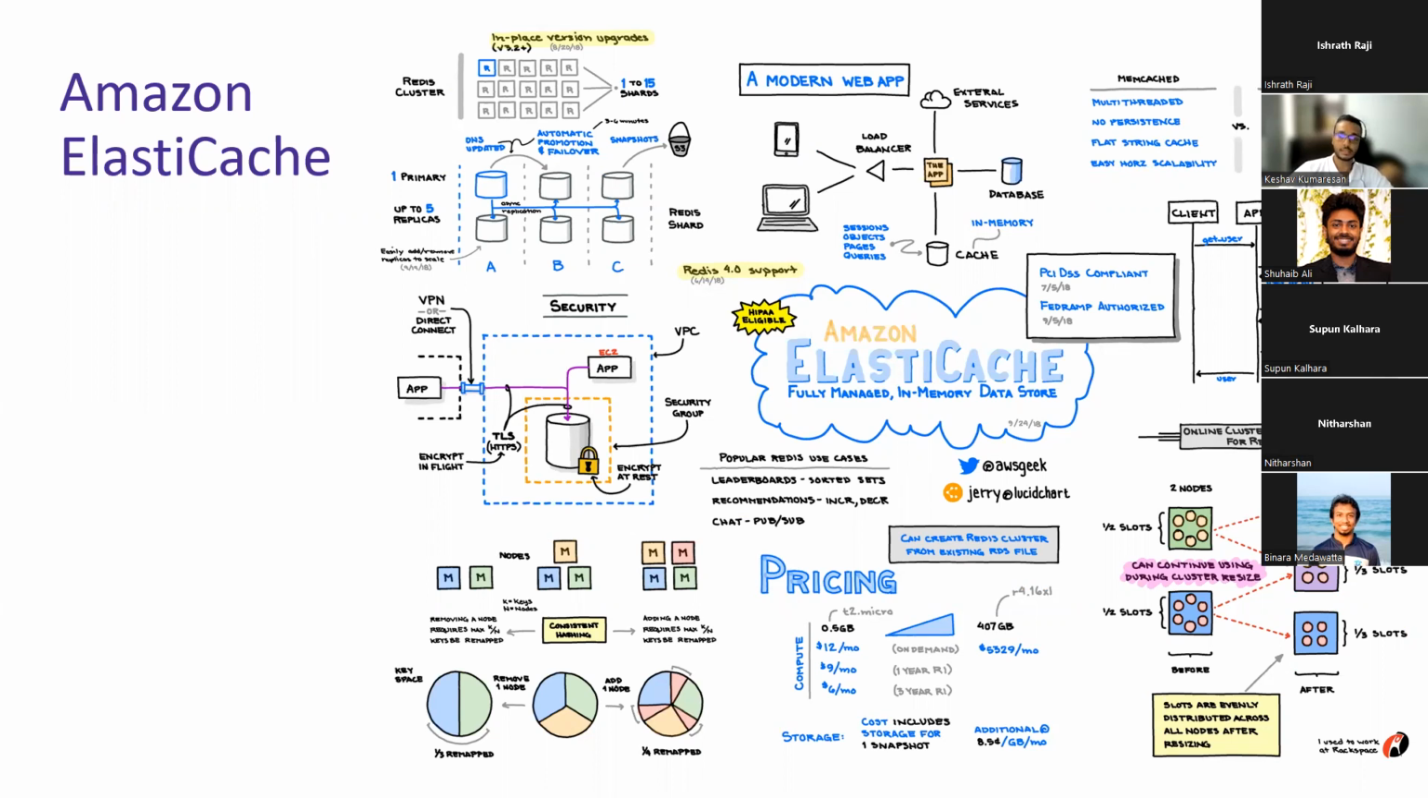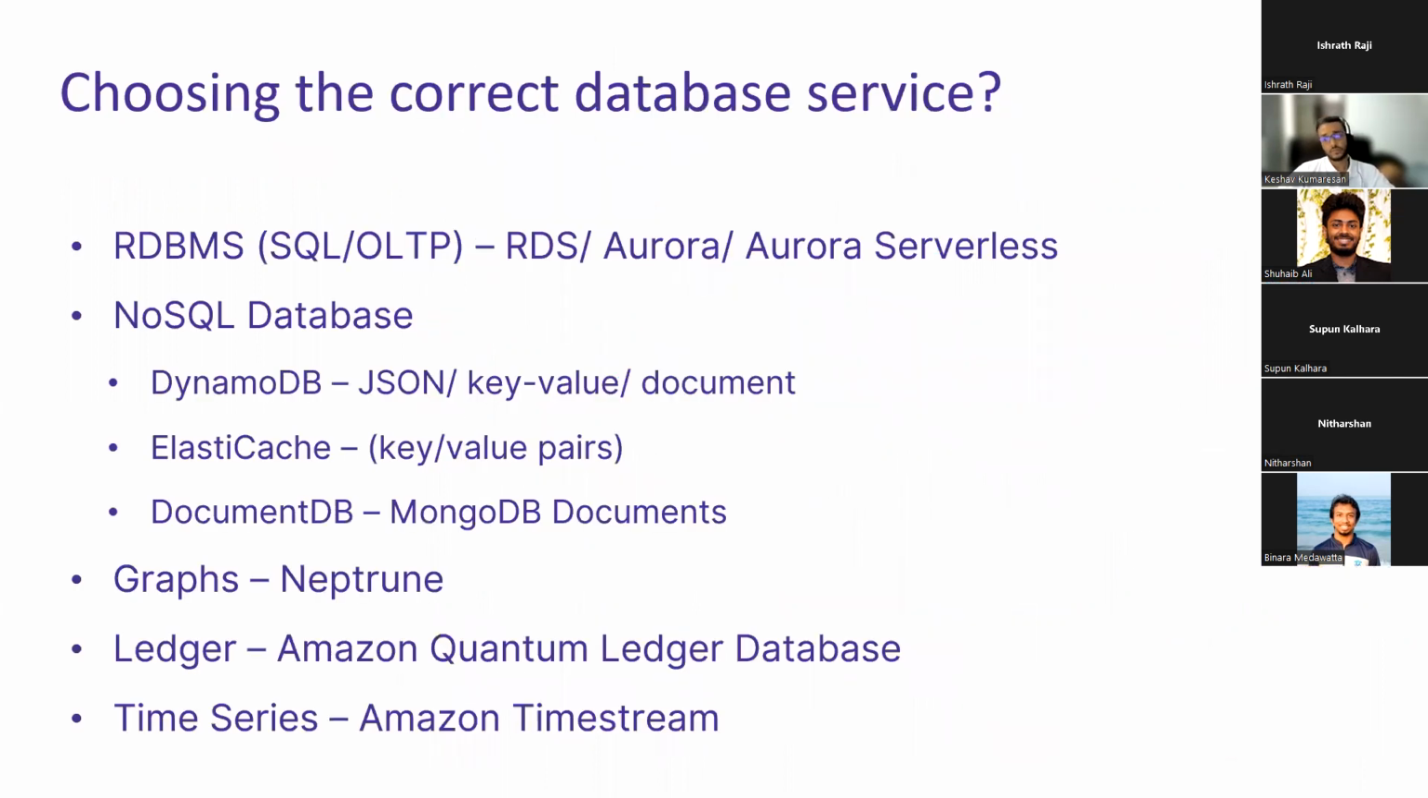So if you talk about choosing the correct database service, if you are going for a normal SQL relational database, then you would go for either RDS or Aurora. And if you want a serverless option, you will go for Aurora Serverless. That's a no-brainer. But in a NoSQL situation, all these last three things I talked about are NoSQL databases, but they provide different types of it. If you want a key value store or a JSON store, then DynamoDB is a good option. If you want to store key values for caching purposes, then Elasticache is good.